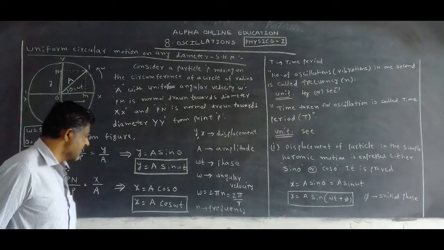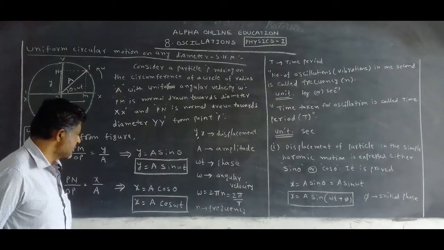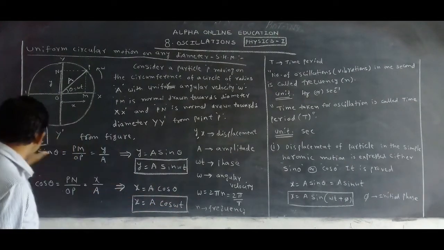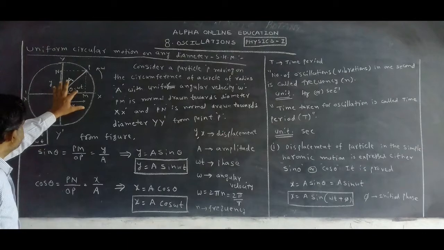X is equal to A cos theta, and finally what we can get? X is equal to A. What is A cos theta? What is theta? Theta is equal to omega t.